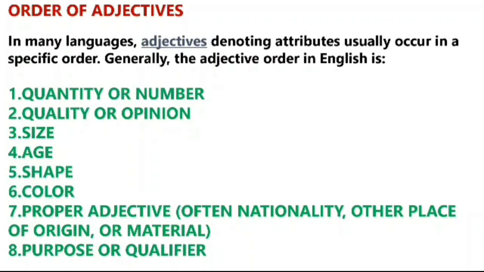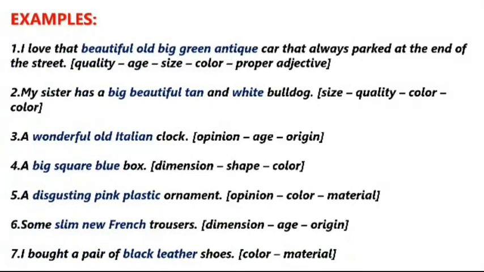Now let's discuss some examples. First, I love that beautiful old big green antique car that is always parked at the end of the street. So, quality, age, size, color, proper adjective. Second, my sister has a big beautiful tan and white bulldog. Size, quality, color, color. Third, a wonderful old Italian clock.